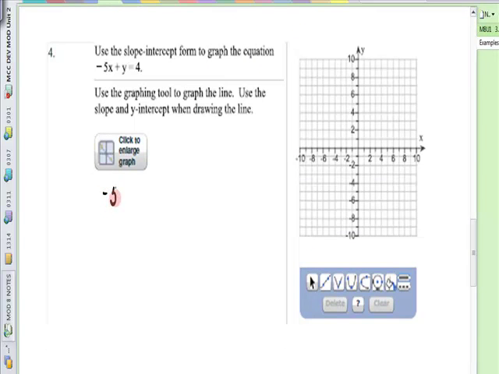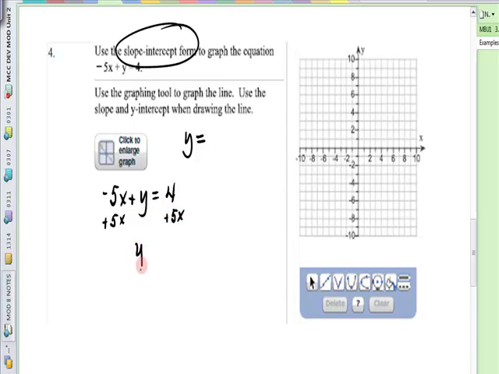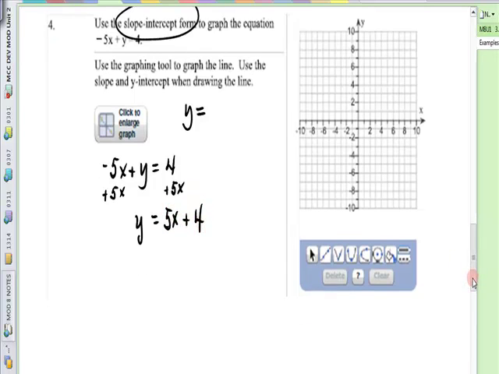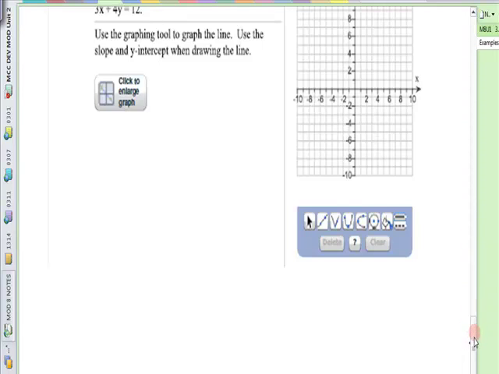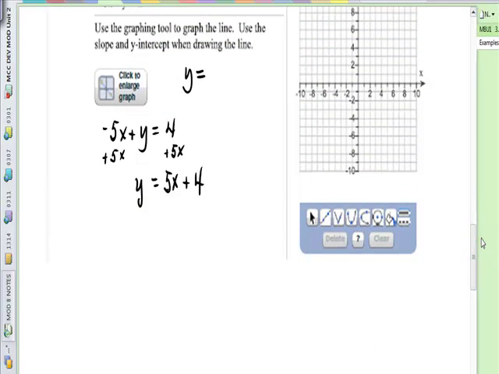All right. This example, I have -5x plus y is equal to 4. Now my instructions tell me to use slope-intercept. This is not in slope-intercept form. Slope-intercept form must be y equals. You have to get a positive y by itself. So I'm going to add 5x to both sides. And I keep the y is equal to, keep the positive 5x and the plus 4. Now I have slope-intercept form. So I have b is 4 on the y-axis, and the slope is 5.